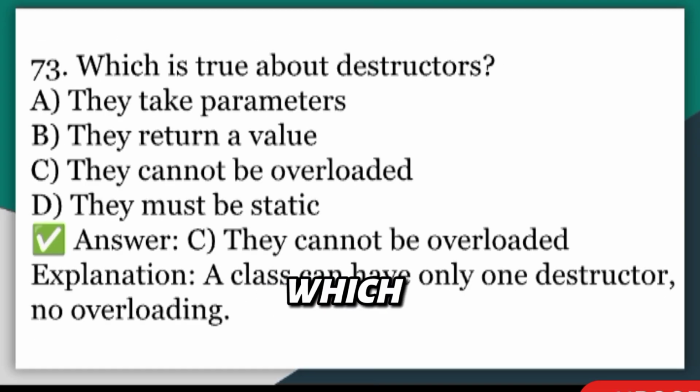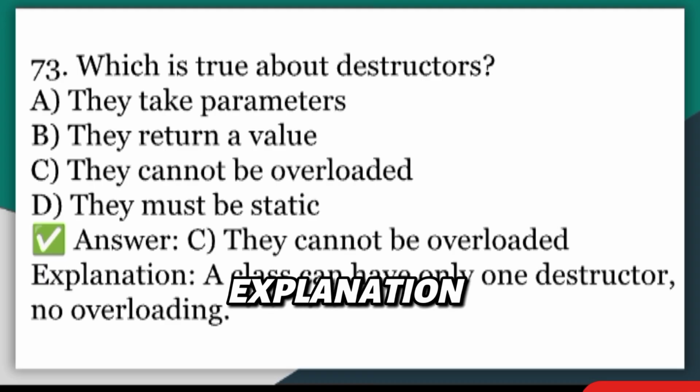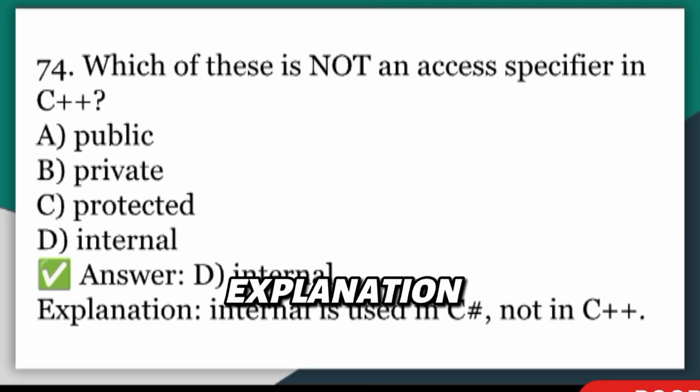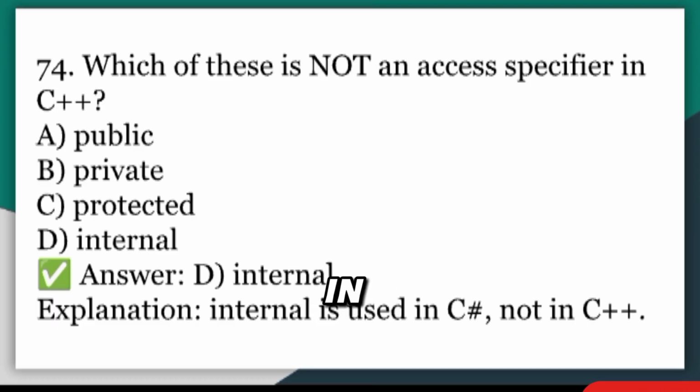Question number 73. Which is true about destructors? So the right option is C, they cannot be overloaded. Here is the explanation. A class can have only one destructor, so there is no concept of overloading. Question number 74. Which of these is not an access specifier in C++? So the right option is internal, whereas public, private, and protected are all access specifiers in C++. Explanation: internal is used in C sharp but not in C++.